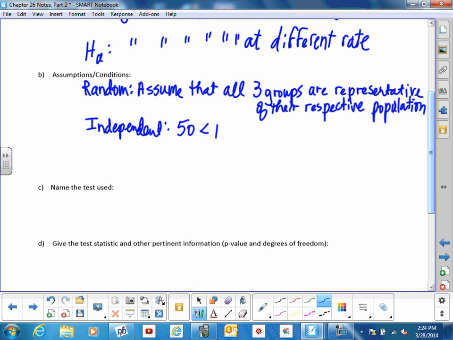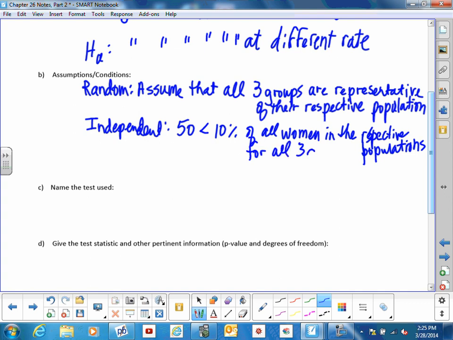50 is less than 10% of all women in the respective populations. I need to put somewhere in there for all three groups because I have to indicate that I am shortcutting this and not writing it out three times, okay, because I have three groups. All right, what else? Large enough is not yet ready. Yes, all three groups are independent of each other.